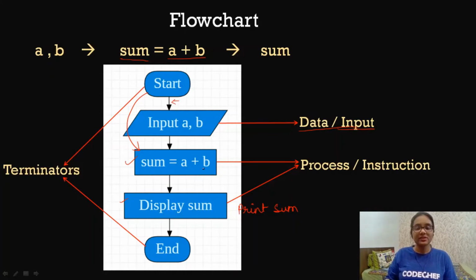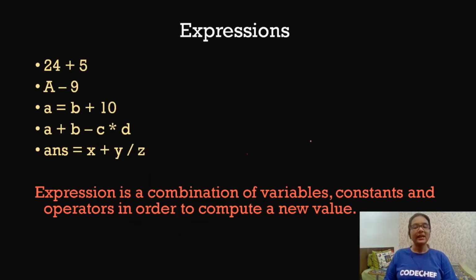Now here in the process box, you can see sum equals A plus B. This is also known as an expression. An expression is a combination of variables, constants, and operators in order to compute a new value.